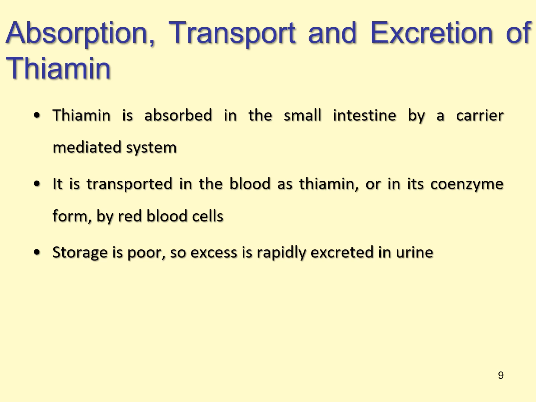When you look at the absorption, transport, and excretion, thiamine is absorbed in the small intestine by a carrier-mediated system and is transported in the blood as thiamine, or in its coenzyme form by red blood cells. The storage of this vitamin, as we mentioned before, is very poor. So excess is rapidly excreted in the urine from our body.